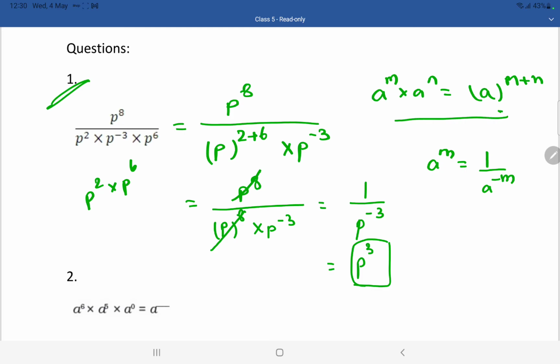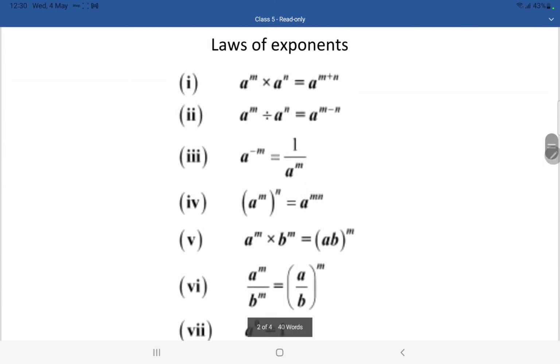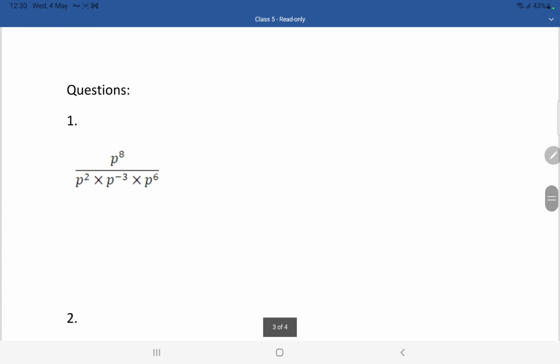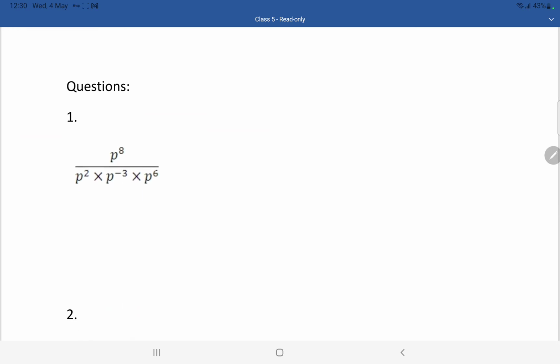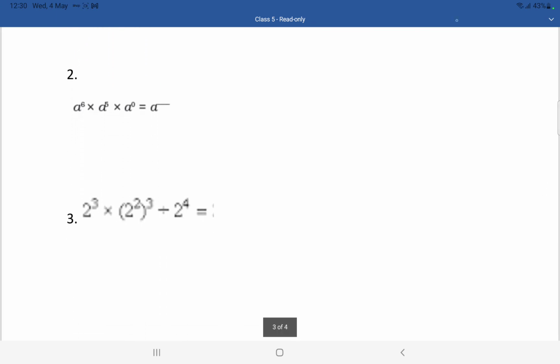Once you are clear with all these laws of exponents, then solving these problems will become easy. So first what I will recommend to you children is learn all the laws of exponents clearly. You will be able to solve the problems very quickly. Okay? Next, let us see the second question.